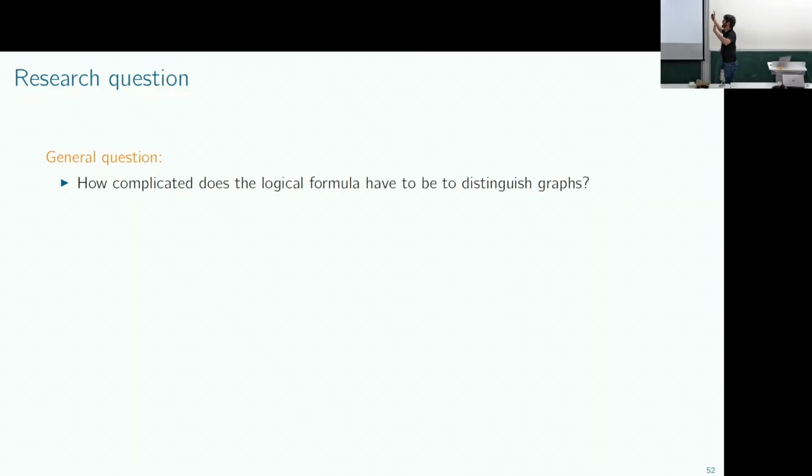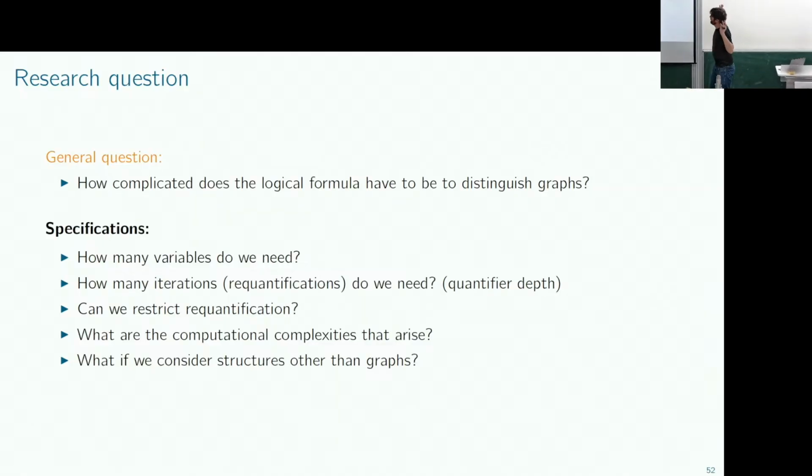So we ask how complicated does the logical formula have to be to distinguish graphs, and there are many parameters you can look at. How many variables do we need? How many iterations do we need? Can we restrict reuse of variables, called requantification? What's the computational complexity that arises? And can we do stuff other than graphs?